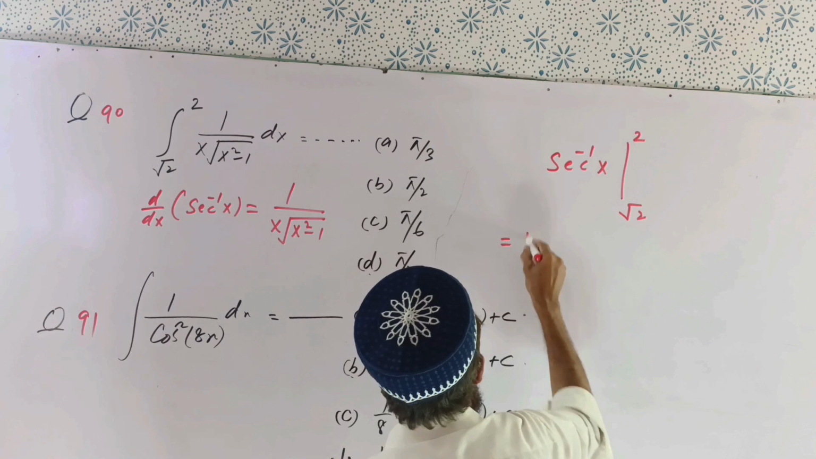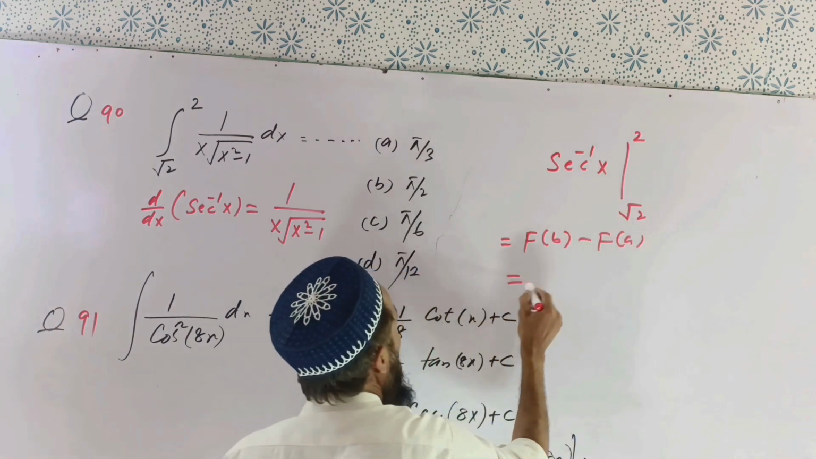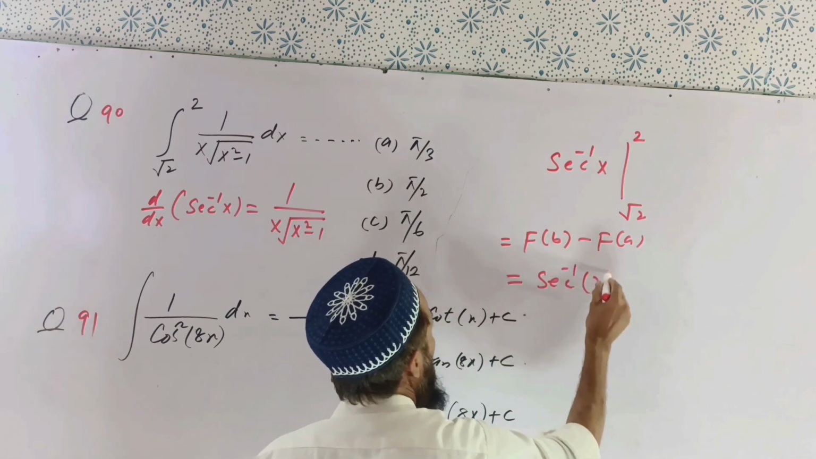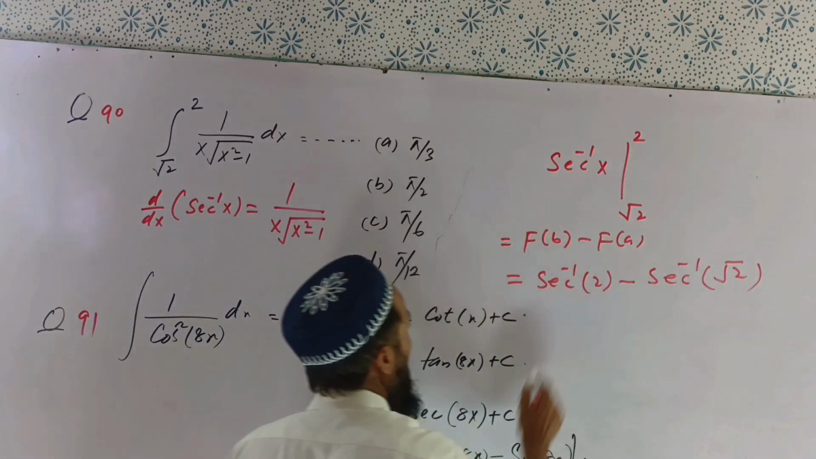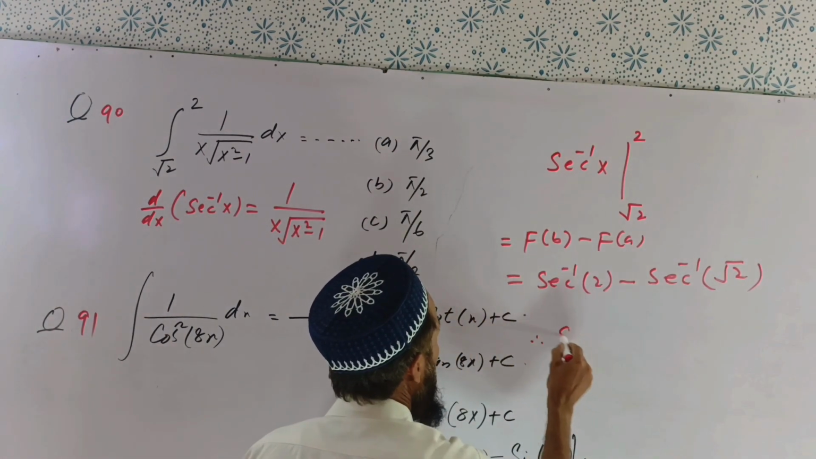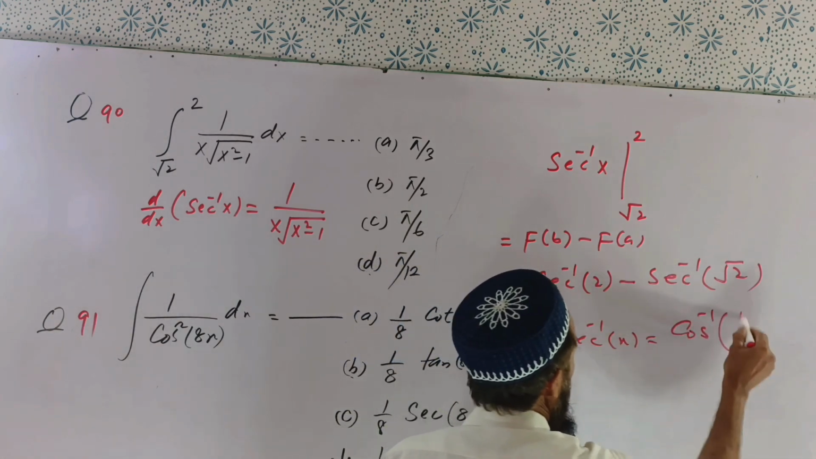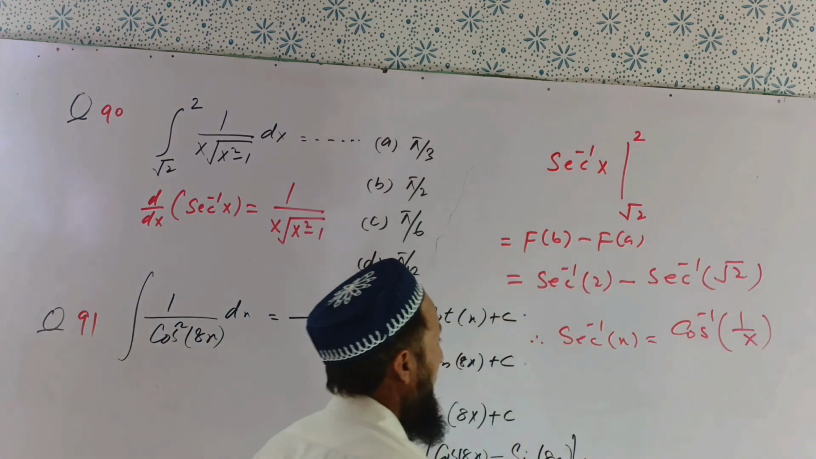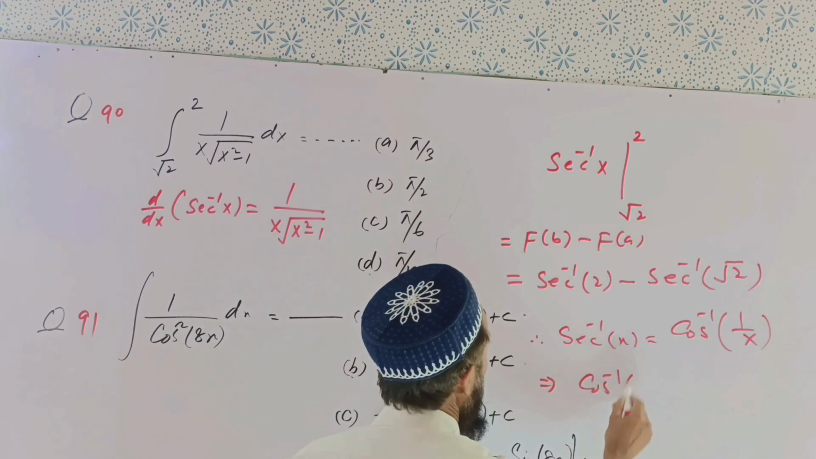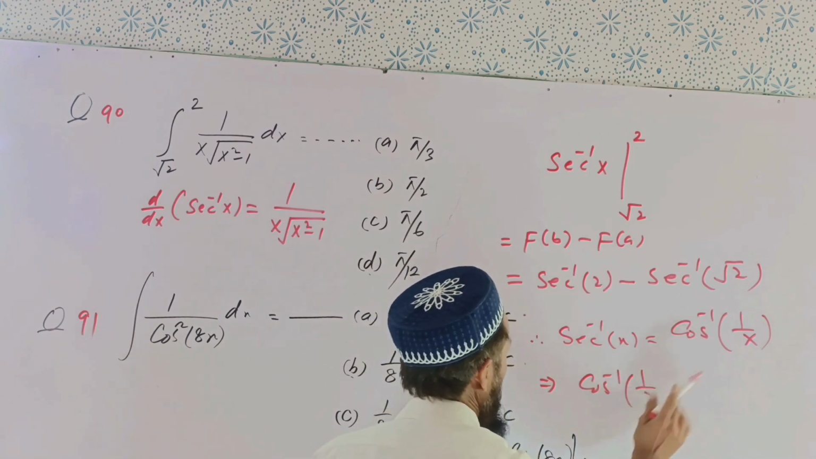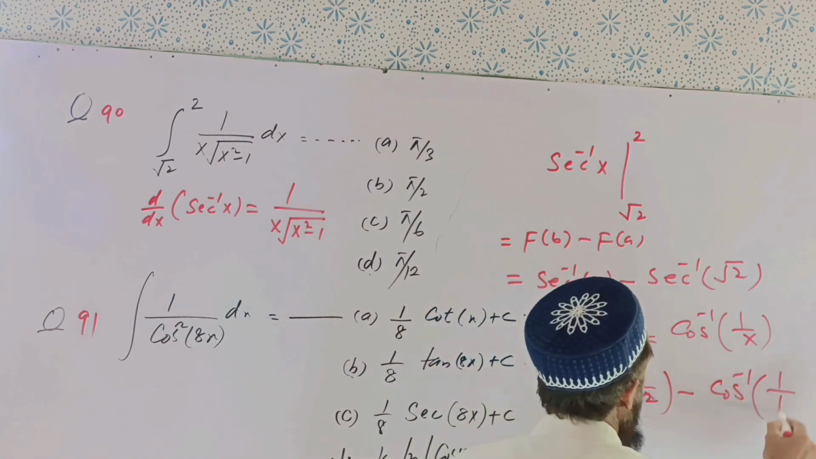Now according to the formula f of b minus f of a, first of all we put the upper limit: secant inverse 2 minus secant inverse 2 under root. We know that secant inverse x can be written as cos inverse 1 by x. So in the place of x we put in both results: cos inverse 1 by 2 and cos inverse 1 by 2 under root.